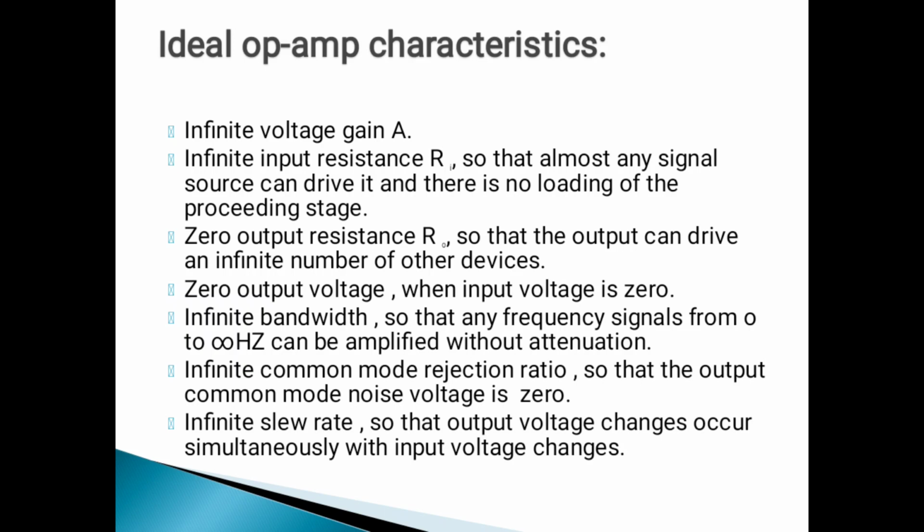Ideal op-amp characteristics. It gives infinite voltage gain, infinite input resistance, zero output resistance RO, zero output voltage, infinite common mode rejection ratio when the common mode noise voltage is zero, and infinite slew rate so that the output voltage changes occur simultaneously with the input voltage changes.